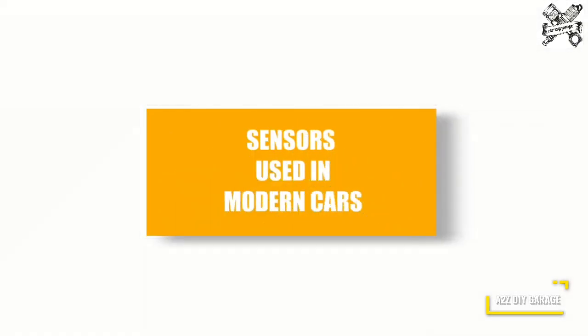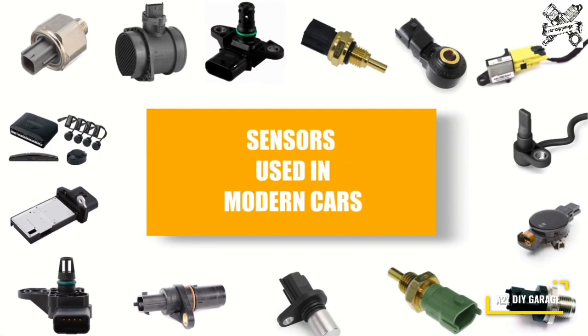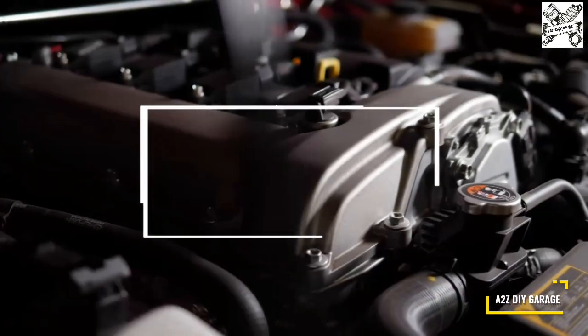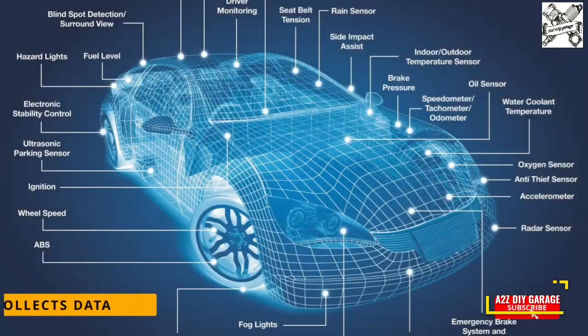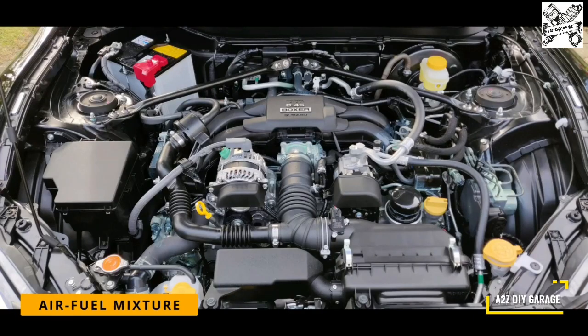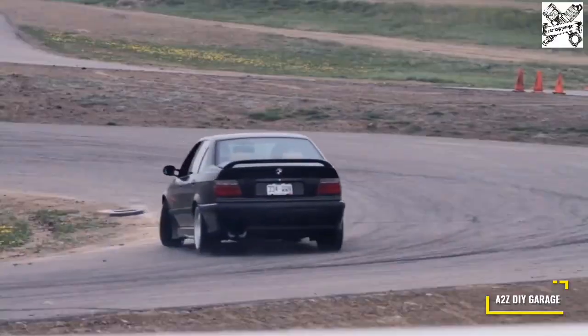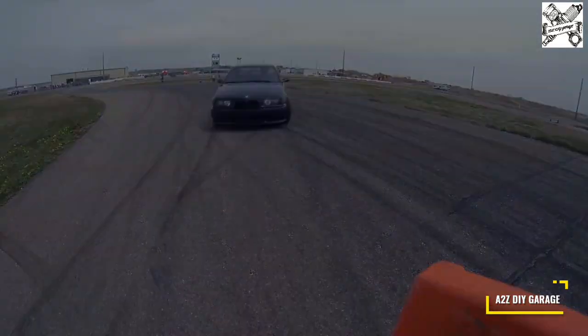In this video, we will see about all the sensors used in modern cars. Most modern car engines are fitted with an array of different sensors, which gather data to calculate a perfect air-fuel mixture for the best fuel economy and best performance in all situations.